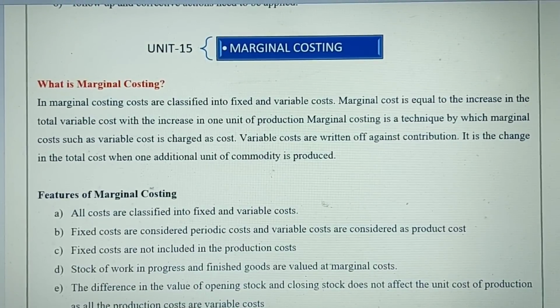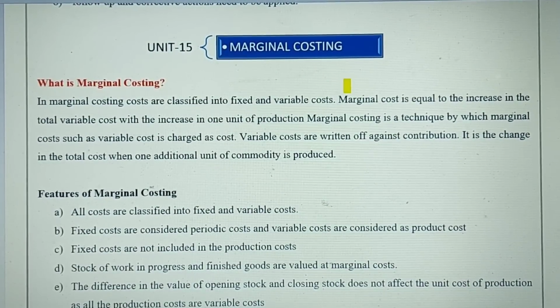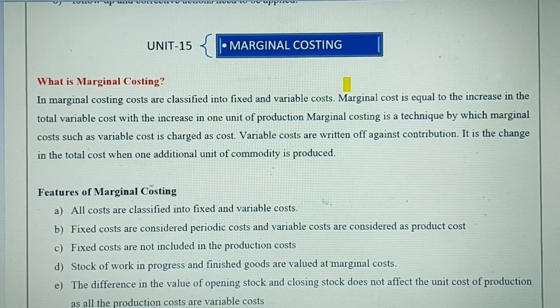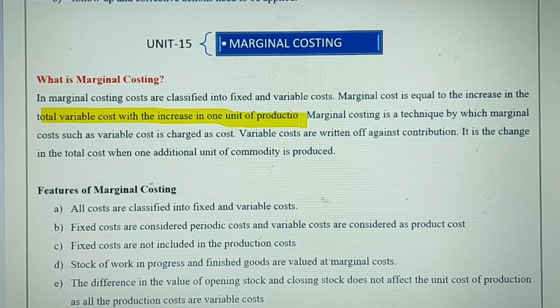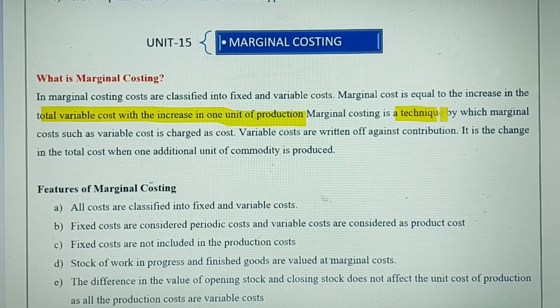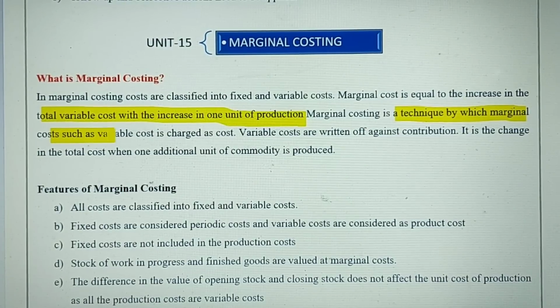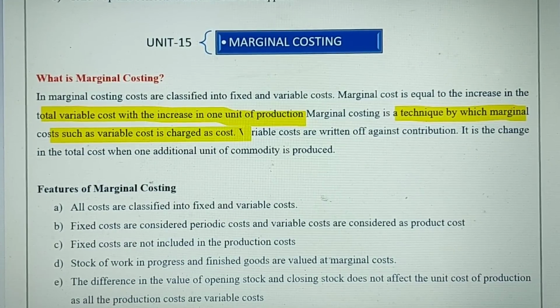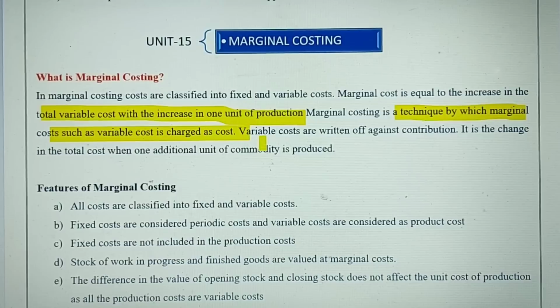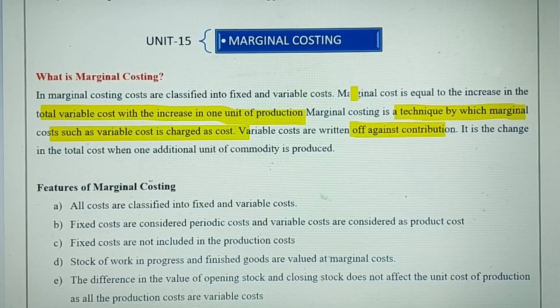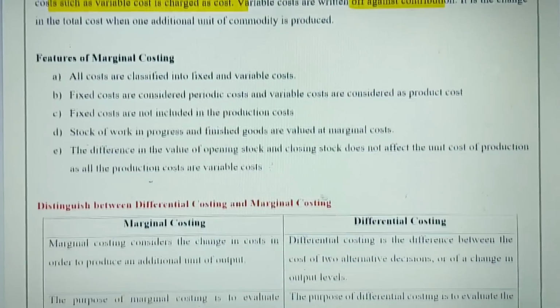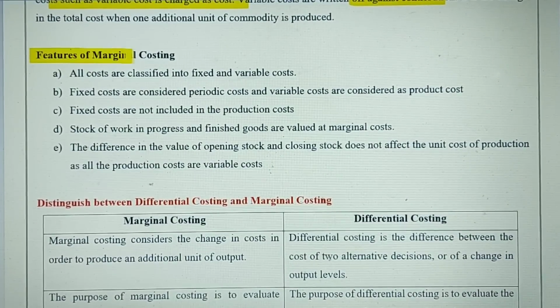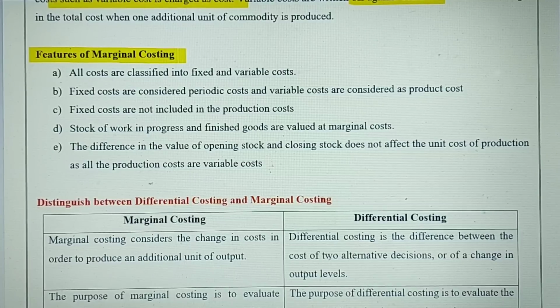Let's move on to Unit 15, marginal costing. Now marginal cost is equal to the increase in the total variable cost with an increase of 1 unit output. And it is basically a technique by which marginal cost or variable cost is charged as cost, and variable costs are written off against the contribution. So basically you get numericals from this chapter. Sometimes you get a short note to write on marginal costing. You should revise the important features or characteristics of marginal costing.